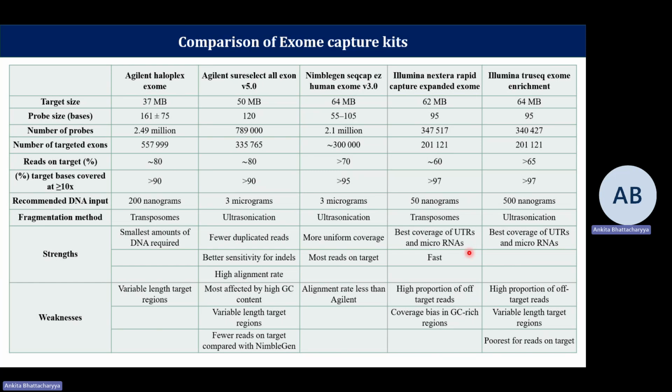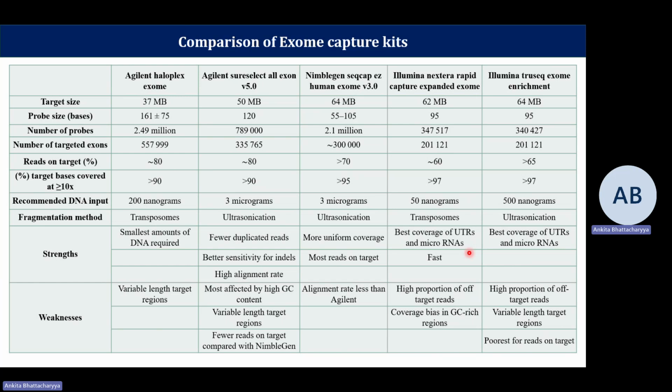It has a very high alignment rate, so the variation that you obtain is quite low. Following which you can see for Nimblegen SeqCap, it has more uniform coverage. Most reads are on target. For Illumina Nextera, it has the best coverage of UTRs or untranslated regions and microRNAs. So if that is your focus and that is something you are interested in learning about from your sequencing project, like you have one sample but you want this information to be included as well, then you can opt for Illumina Nextera. It is also a very fast technique.